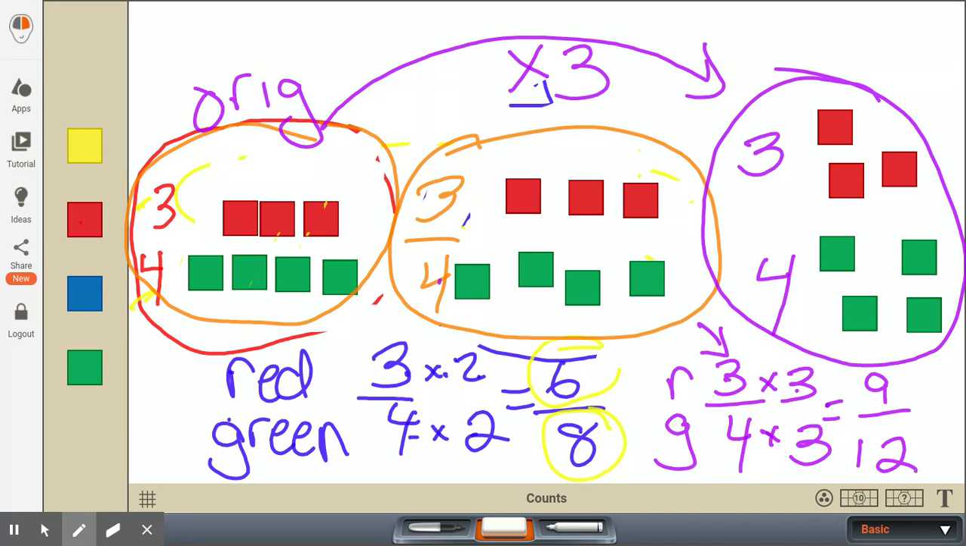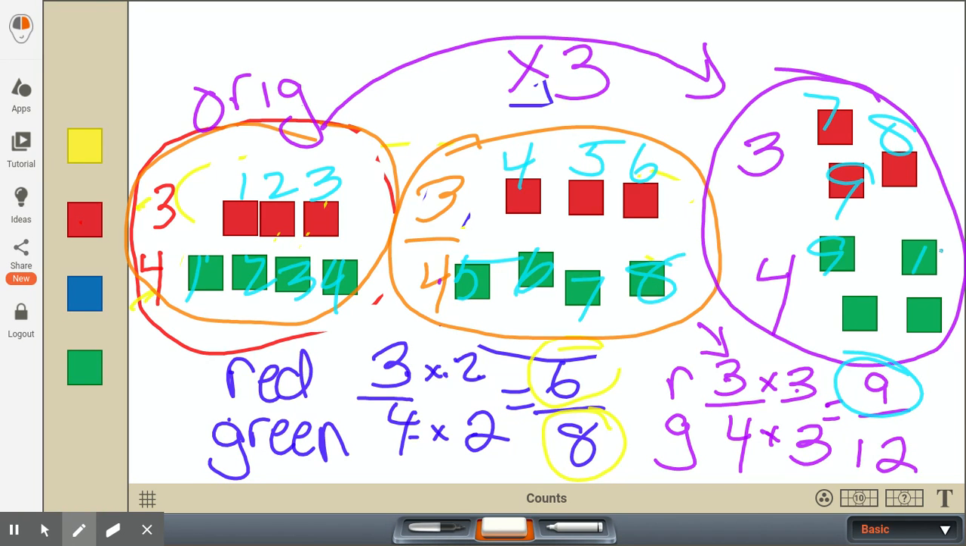Let's check our counting. I'm going to switch colors again. 1, 2, 3, 4, 5, 6, 7, 8, 9. There's my 9. Now I'm going to count this: 1, 2, 3, 4, 5, 6, 7, 8, 9, 10, 11, 12. And there's my 12. So when we talk about equivalent ratios, it's how many of that grouping make the new ratio. And the ratio is still 3 to 4.